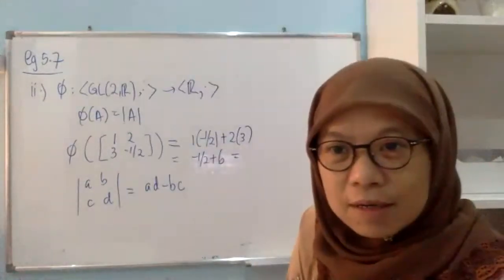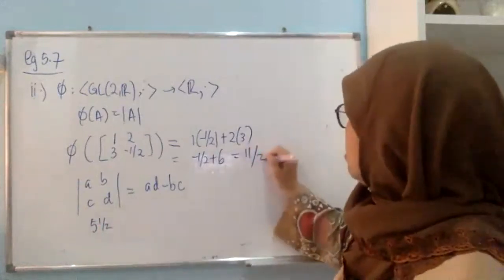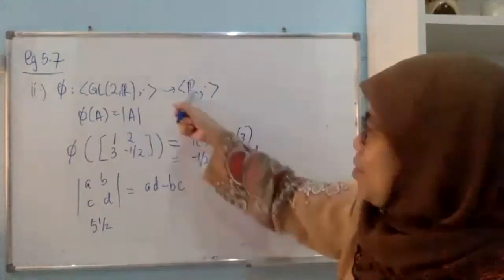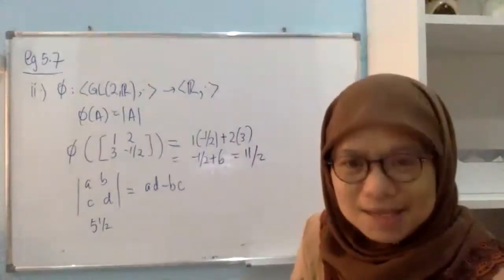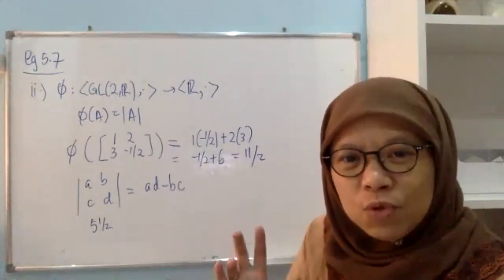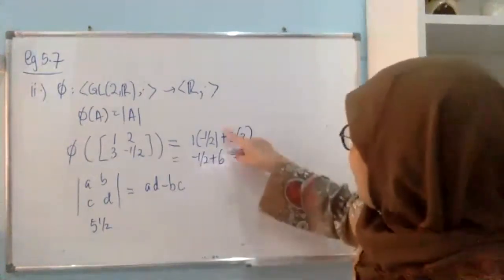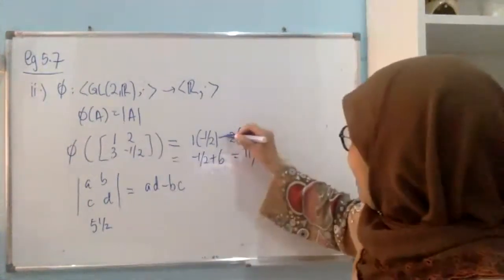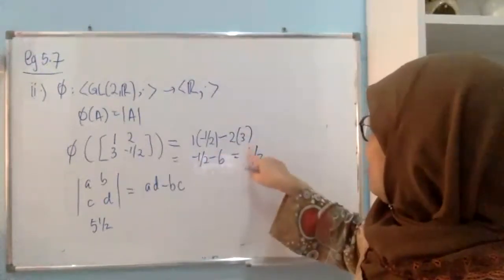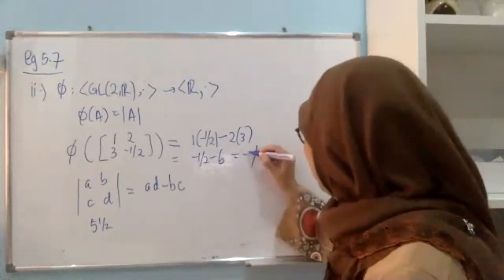5.5, right? So this is a real number or not? Yes, it's a real number. So you have minus 13. Minus 13.